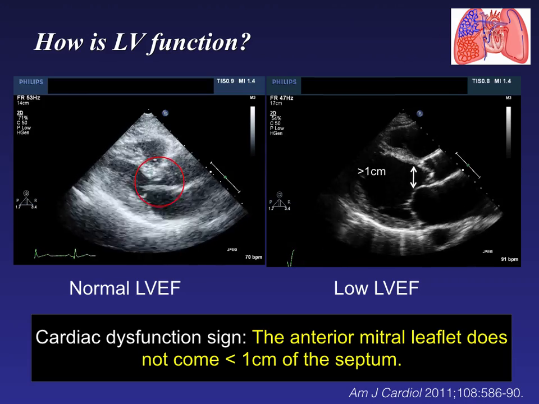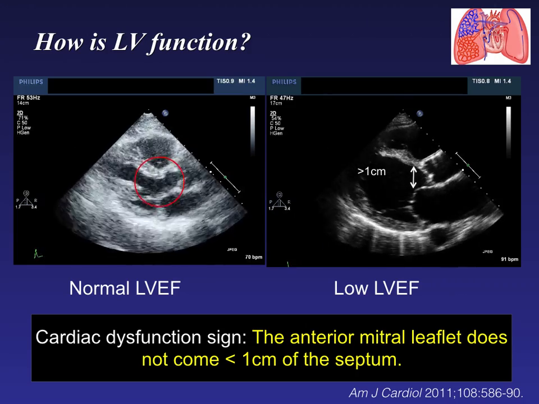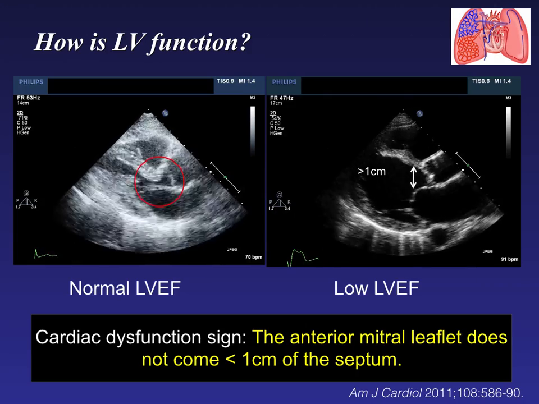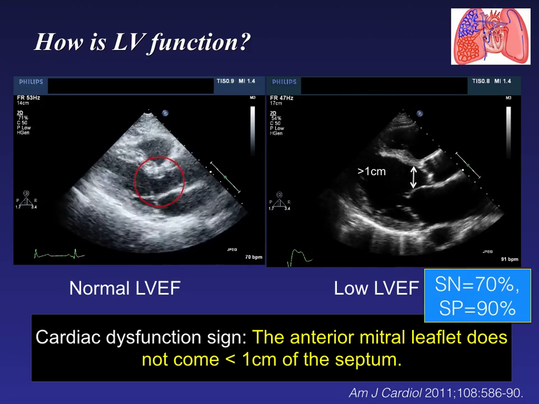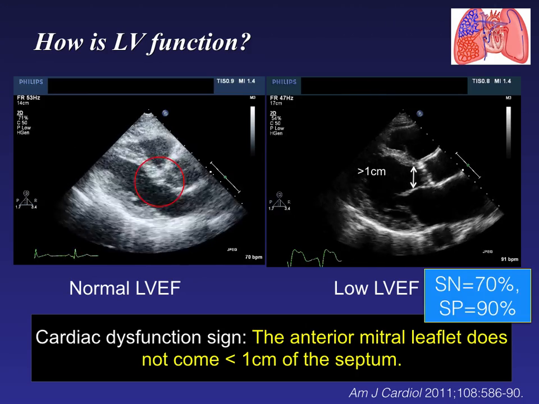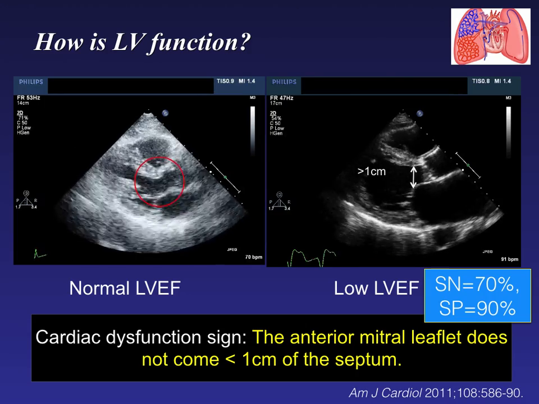We use this sign in echocardiography all the time as measured as the E-point septal separation sign. But subjectively assessing it in clue has a 70% sensitivity and a 90% specificity for ejection fractions less than 40%.